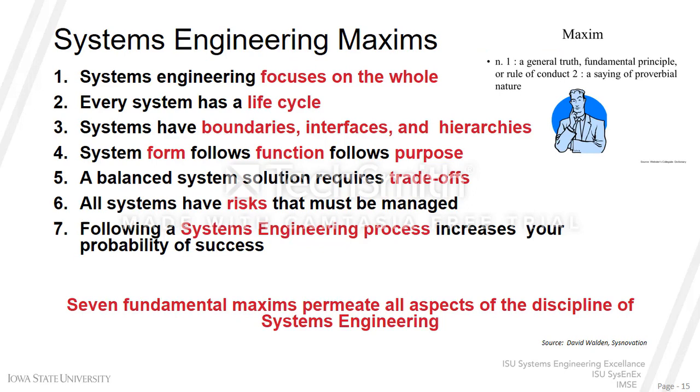So, in summation, there are 7 maxims of systems engineering. They focus on the whole. Every system has a life cycle. Systems have boundaries, interfaces, and hierarchies. Systems form, function, and then purpose. So purpose first, then function, then form. A balanced system solution requires trade-offs. All systems have risk. Risk will be present and should be managed. And then following a systems engineering process increases your likelihood of success.